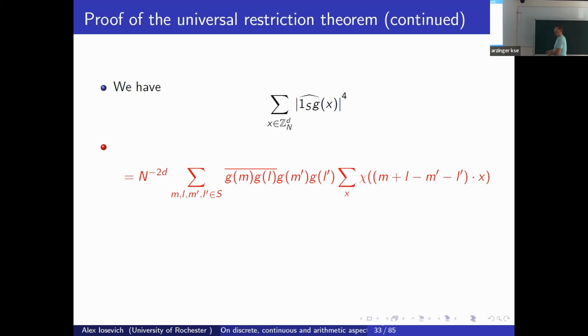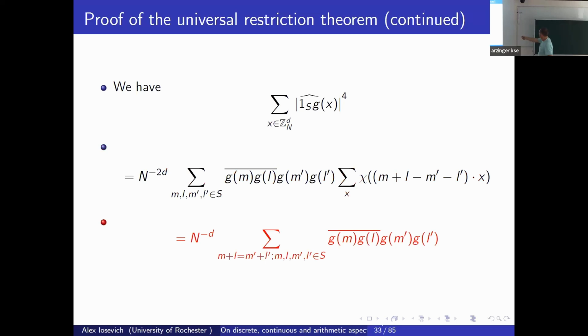So we had a discussion about this at this point. Then you have this summation of chi of x, chi of m plus l plus m prime minus l prime. I fixed the parentheses from Lviv. Yes, there was one parenthesis missing. Now you sum this, and this will be 0 unless m plus l is equal to m prime plus l prime. So how do we estimate this?